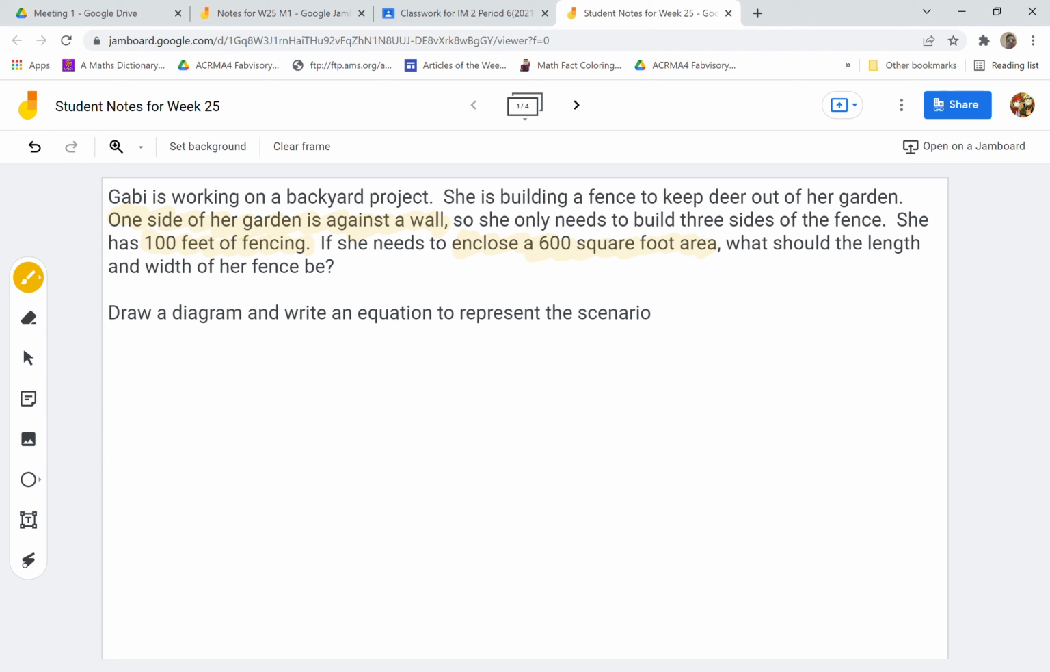And I believe that is all that you need, right? So what it's asking is what should the length and width of her fence be? So remember that you have to answer that specific question. Also, to show work, I need to see a diagram, and I also need to see the equation that you're using to answer the question. So first, you want to start off with the diagram, right?